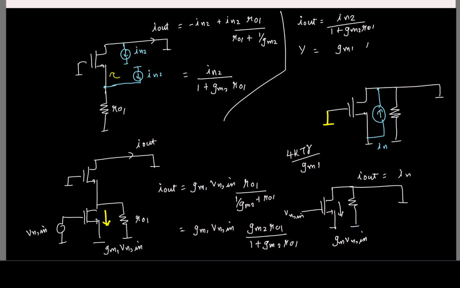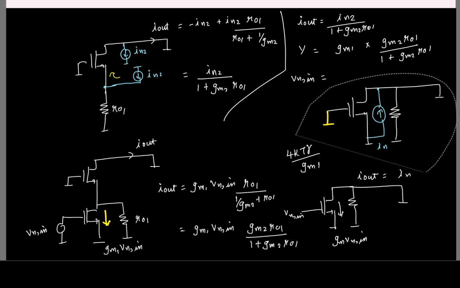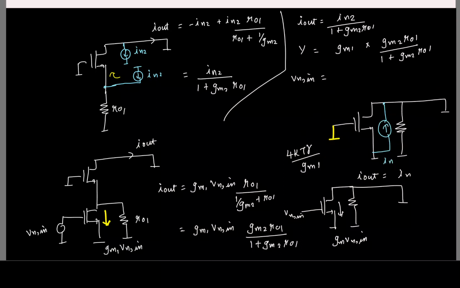GM1 times, so what do you think VNN will be? What is the input referred noise voltage? So we'll have IN2. Now let's write it, and then we can take the power spectral density.